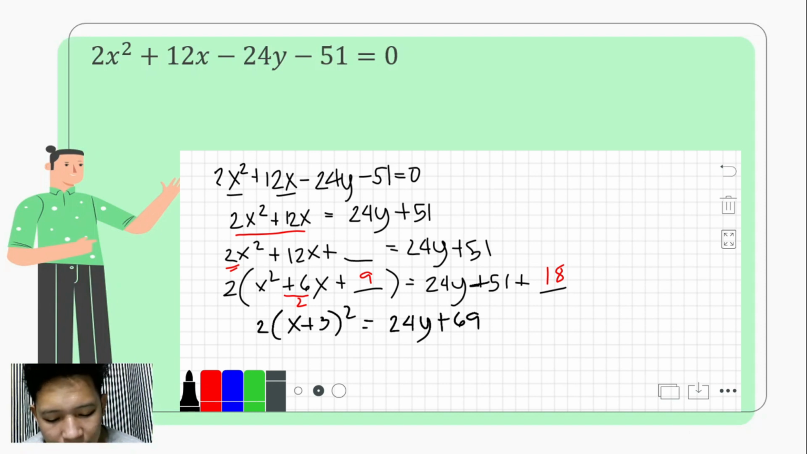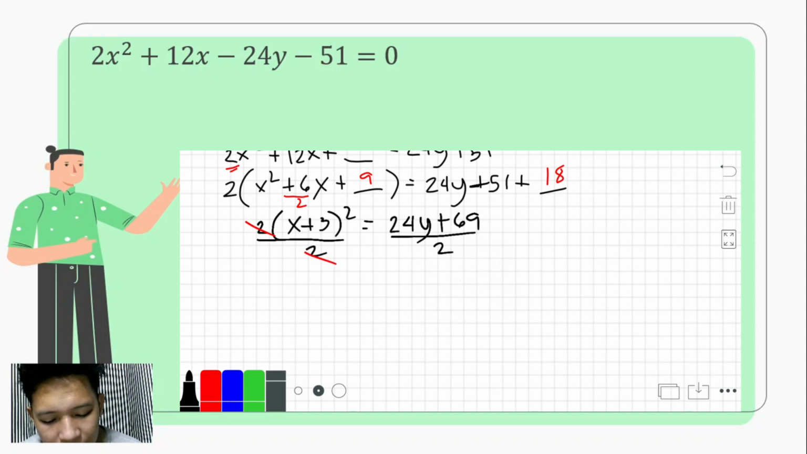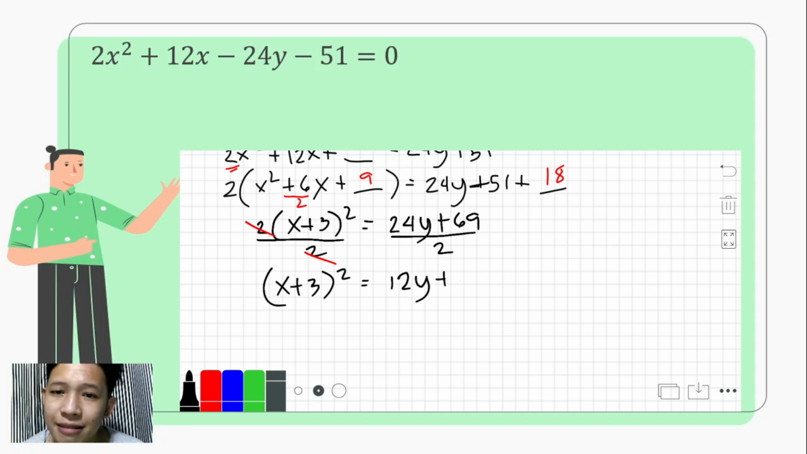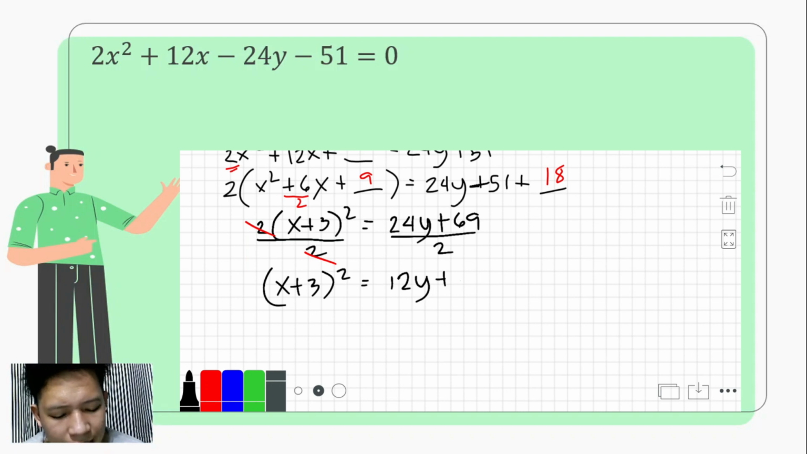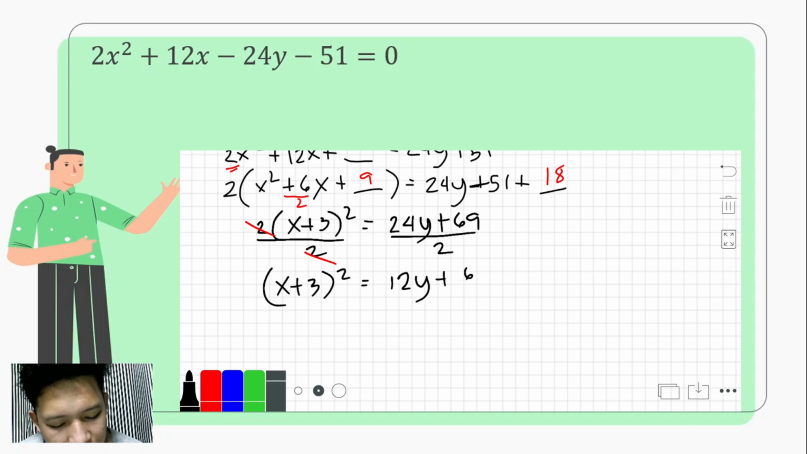And then what we're going to do now is simplify. Since we have 2 here, we divide both sides by 2 to simplify. So we'll be having x plus 3 squared equals what? This is actually 12y plus what's 69 over 2? You can actually keep 69 over 2 if you want, but this is actually 34.5 if I'm not mistaken. Okay? And then, let us just keep it as a fraction. That is 69 over 2.